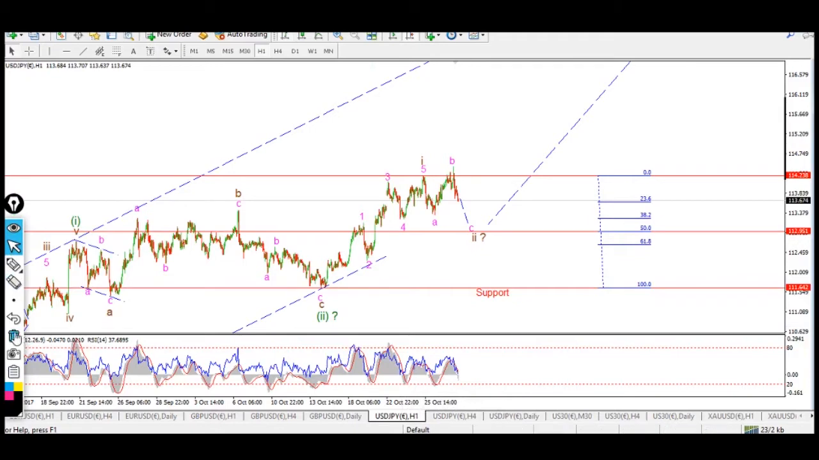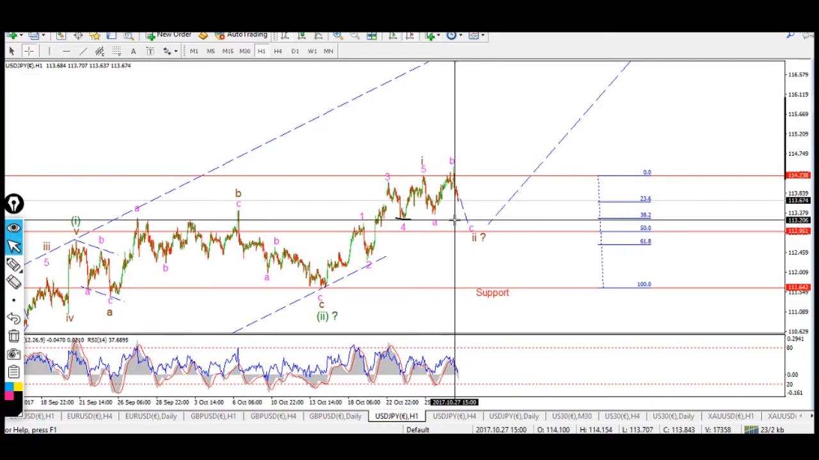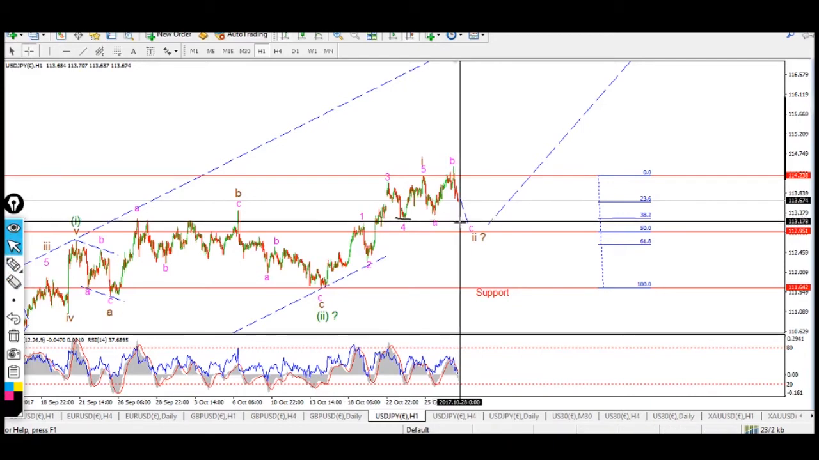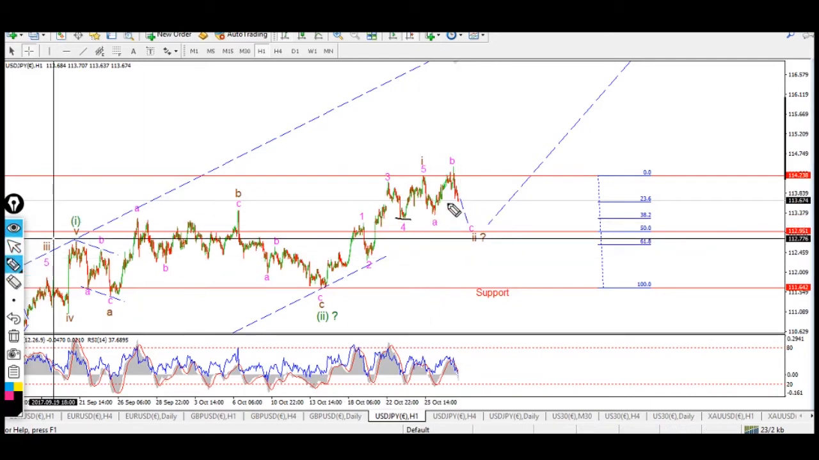I updated this on Friday as a consequence of this sideways correction here, which I didn't rightly expect. We had a failed new low in that wave A, which I had firstly expected to break the previous low of marked wave 4, the previous low of about 113.20, and that didn't happen, which was the first kind of alarm bell there Thursday evening.